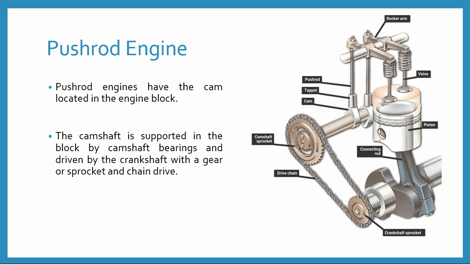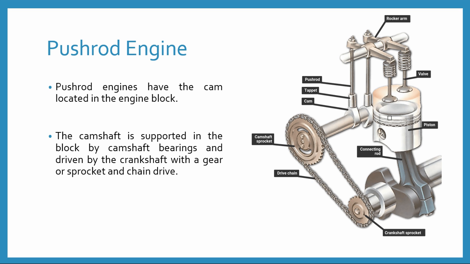Now we are talking about the push rod type of engine. In the push rod type of engine, the camshaft is located inside the engine block. The camshaft is supported in the block by the camshaft bearings, and it is driven by the crankshaft with a gear, or sprocket and chain drive.